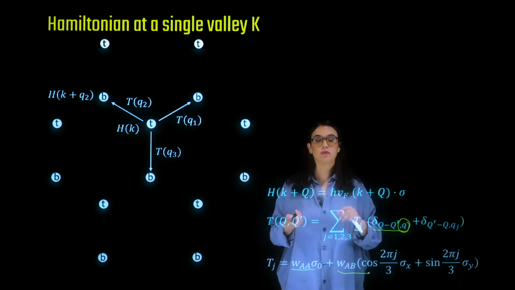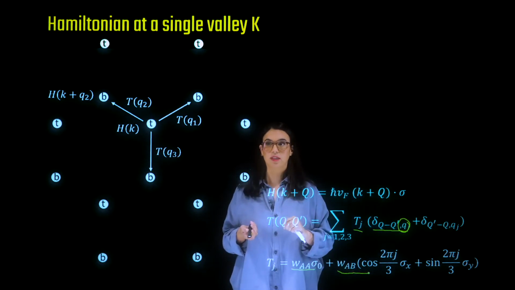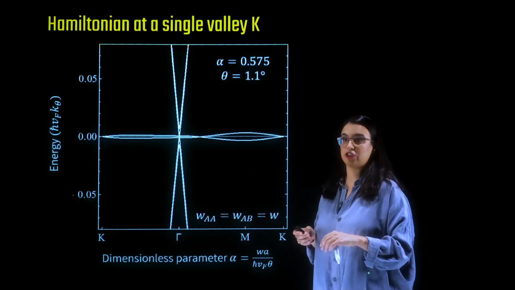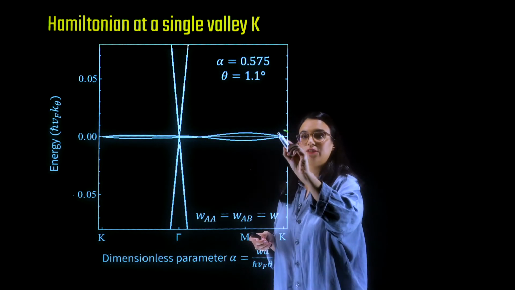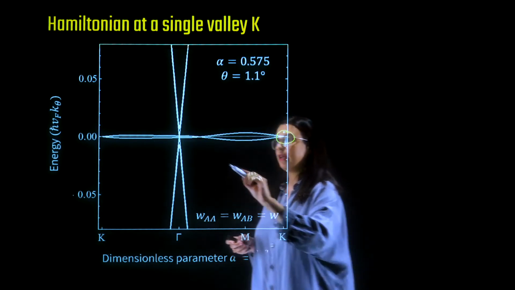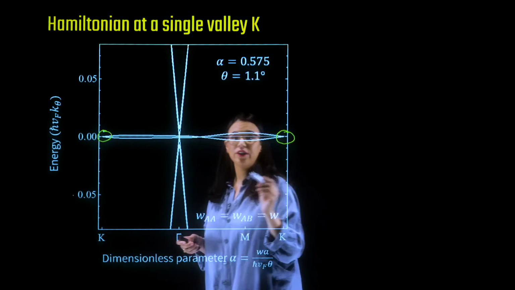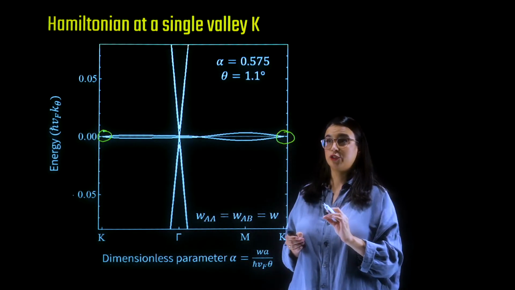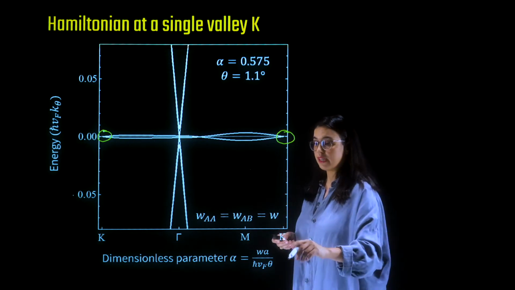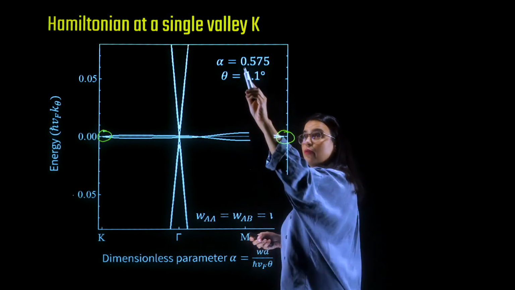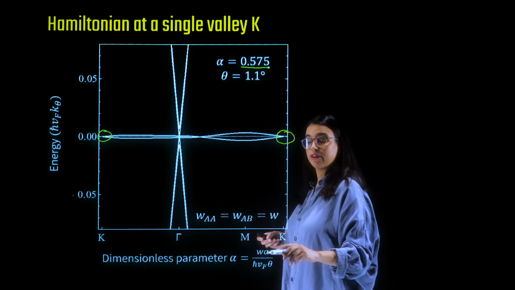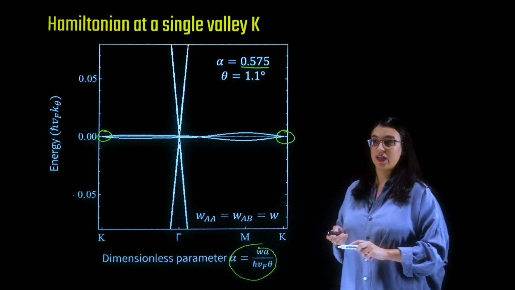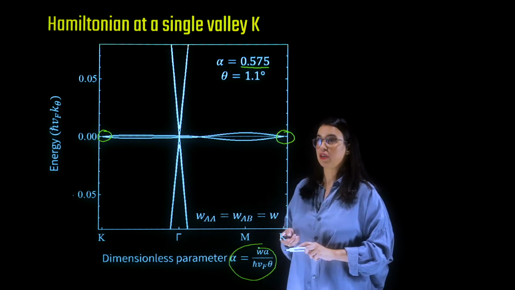And we can compute this band structure by diagonalizing this Hamiltonian, and here we can see it close to the magic angle. We find that the Dirac points that exist at the K points have a very, very, very small Dirac velocity. And this is labeled by alpha equals 0.575, which is the dimensionless ratio that I've talked about before.